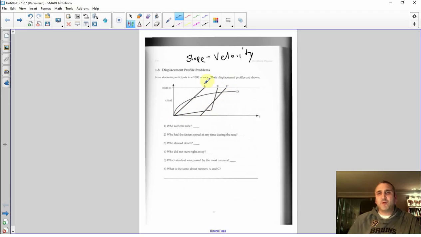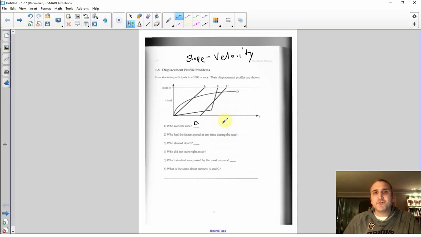So the question is, who won the race? If you really think about it, the race is 1,000 meters long, and the person who wins the race goes 1,000 meters in the shortest amount of time, which is going to be person A, because they got to 1,000 meters earliest on the time axis. So there you go.